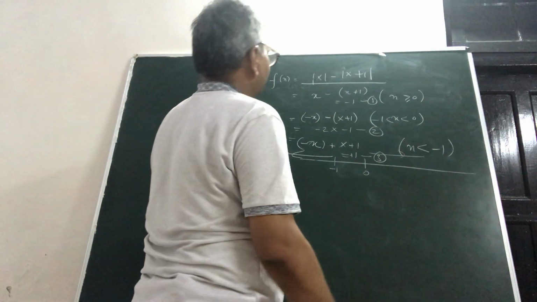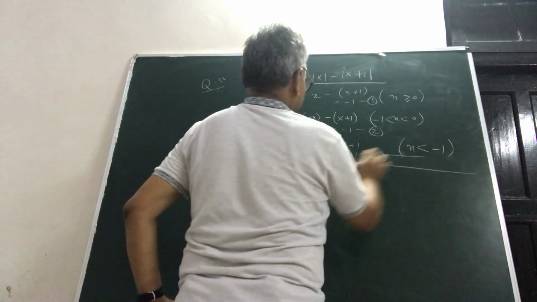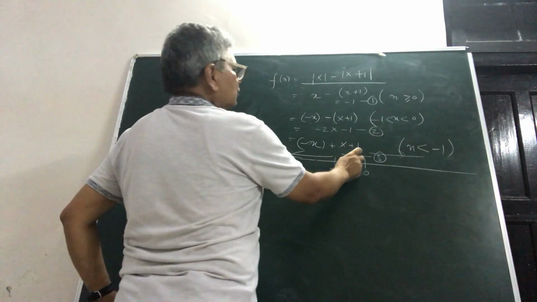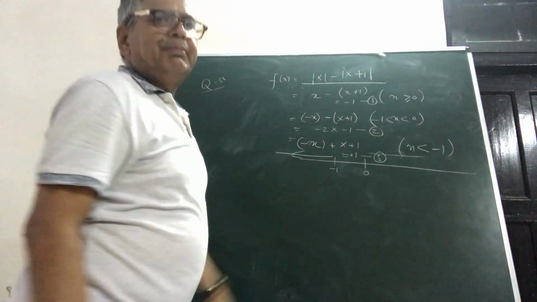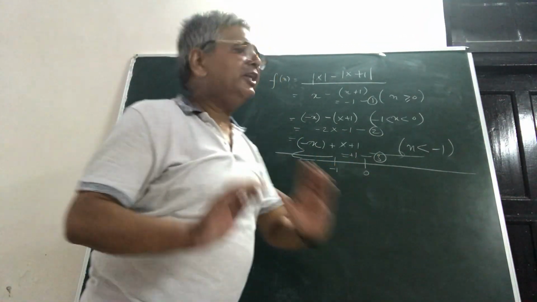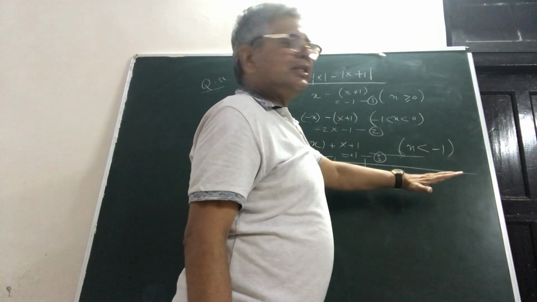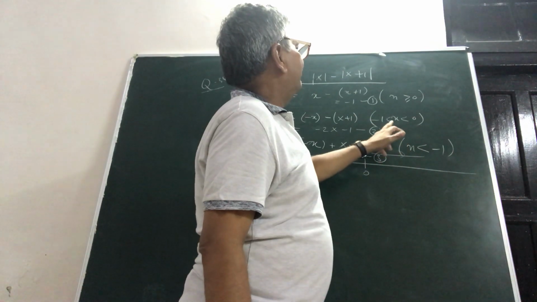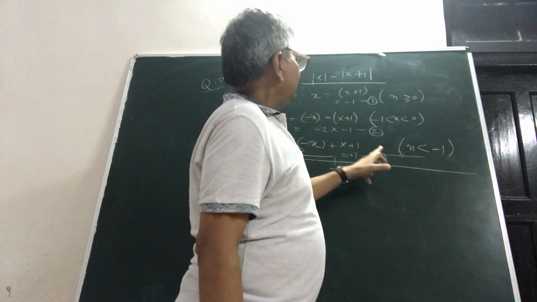Likewise, in the third interval, it was plus 1 when x is less than minus 1, on the left side of minus 1. So plus 1 again being a constant function, it is a continuous function. Only the points of interest will be the points where the function is defined differently on the right side and on the left side. So what are those 2 points? One is 0 and the other is minus 1.